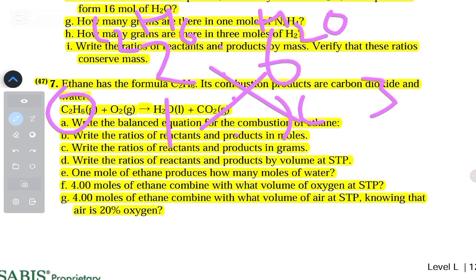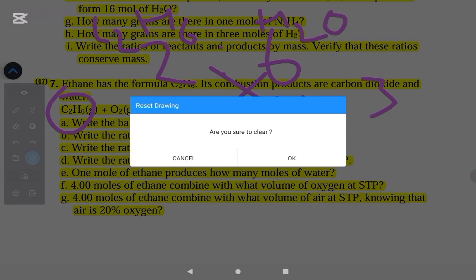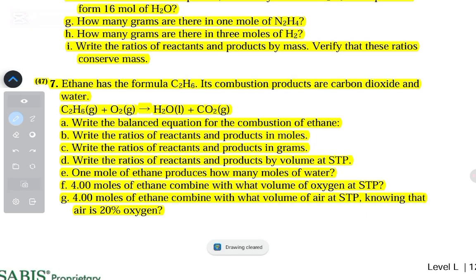4 moles of ethane combined with what volume of oxygen at STP? Okay, so we know 4 moles of ethane. It's just multiplication. Okay, gotcha. So we have the ratio 2 to 7, right? 4 moles of ethane combined with what volume of oxygen at STP?